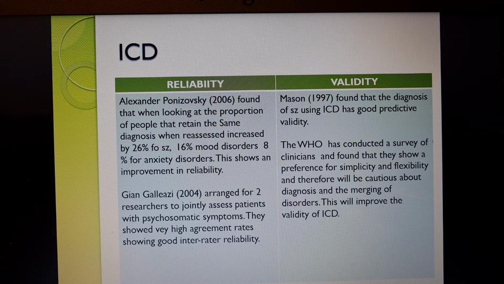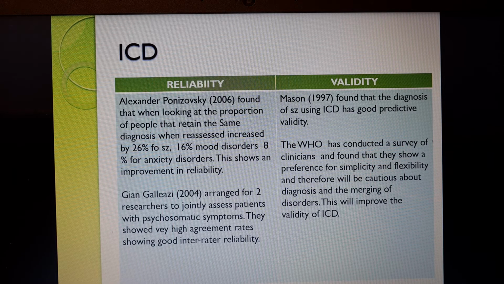There was also a 16% increase in mood disorders diagnosis and 8% for anxiety. So what all this data really shows is that we are slowly improving our reliability with these systems. Another study in 2004, Gangelzi arranged for 2 researchers to jointly assess patients with psychosomatic symptoms, and those patients showed very high agreement rates, showing good interrater reliability. In other words, both of the researchers did reach the same conclusion for the patients.